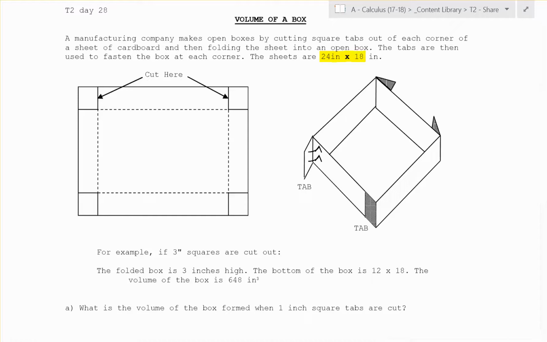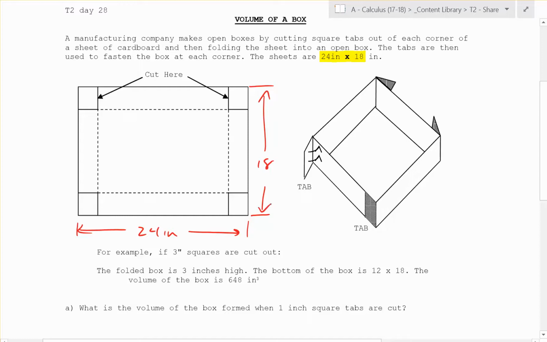So we can just label that in there right now. From here all the way to here it is 24 inches, and from here all the way to here it is 18 inches. Okay, let's just label that. Nice. And what's going on is we're cutting out corners of this cardboard and folding it up so that we make a box. Keep in mind we're cutting out one square from each corner and then folding the sides up to make the box, just for reference.